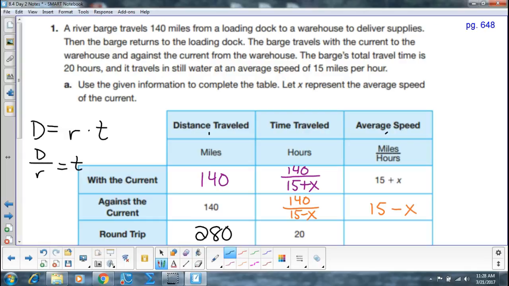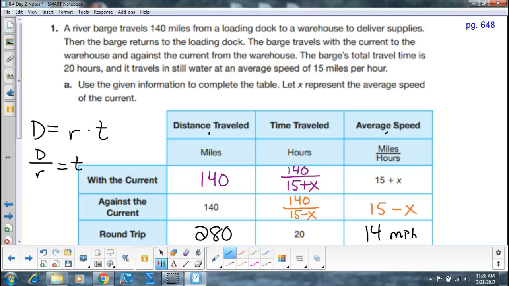What is 280 divided by 20? So our average speed was 14 miles per hour. Okay? Now, it would have been, Ben, I think you said 15, right? It would have been 15 if they would have taken the same amount of time.